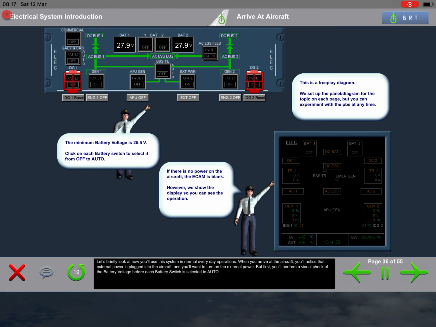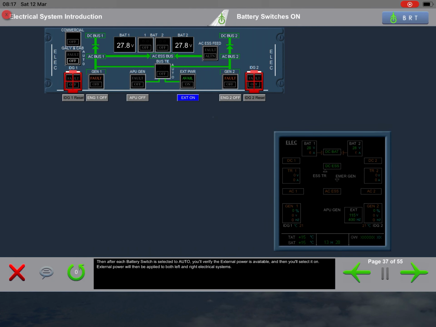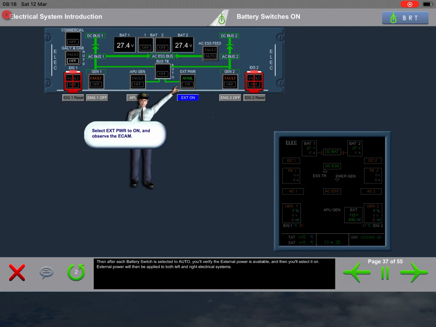Let's briefly look at how you will use this system in normal everyday operations. When you arrive at the aircraft, you'll notice that external power is plugged into the aircraft, and you'll want to turn on the external power. But first, you'll perform a visual check of the battery voltage before each battery switch is selected to auto. Then, after each battery switch is selected to auto, you'll verify the external power is available, and then you'll select it on. External power will then be applied to both left and right electrical systems.